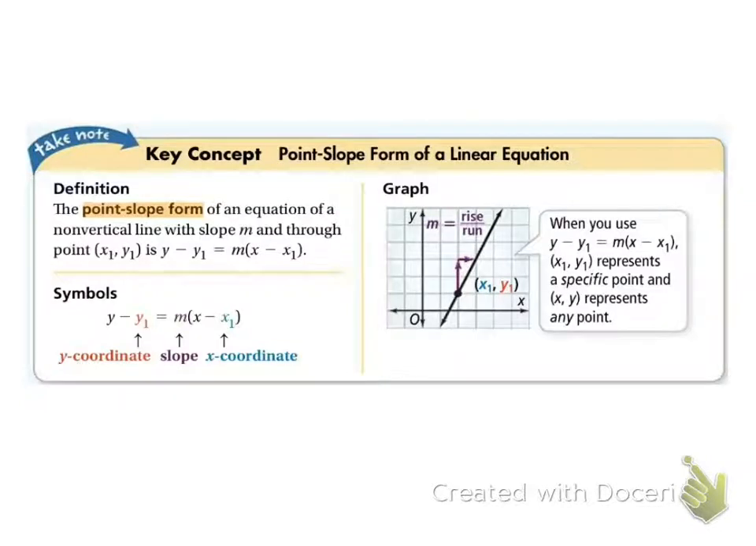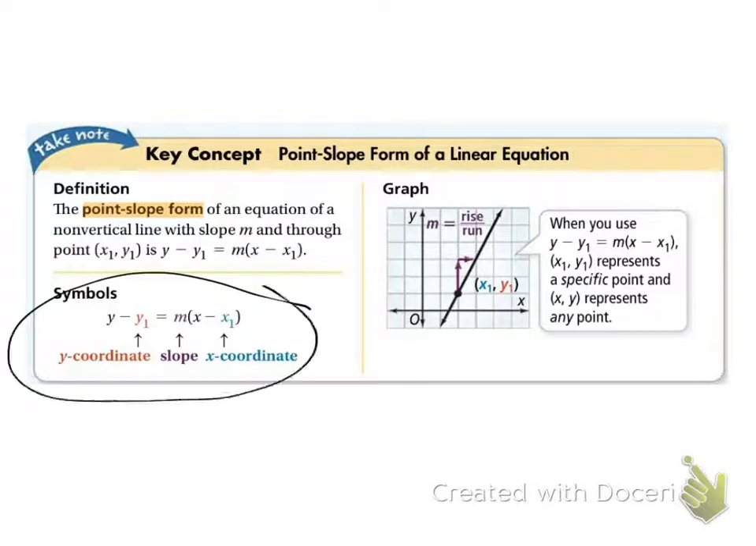This is 5.4a of algebra. So we're looking at another kind of equation. It's called the point-slope form. So it's for a linear equation again, just like our slope-intercept form was. But now this is an equation that uses one point and the slope.